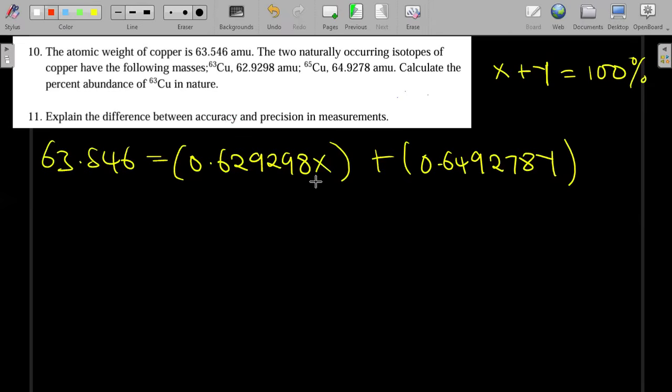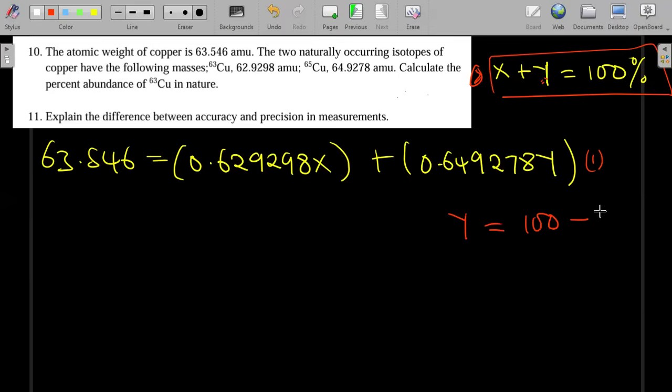From there, we want to solve for X and Y. We have two variables, so we need two equations. This here is the first equation, and the other equation is X plus Y equals 100. From this equation, we get the value of Y. We can make Y the subject of the formula: Y equals 100 minus X. So wherever there's Y, we're going to put 100 minus X.